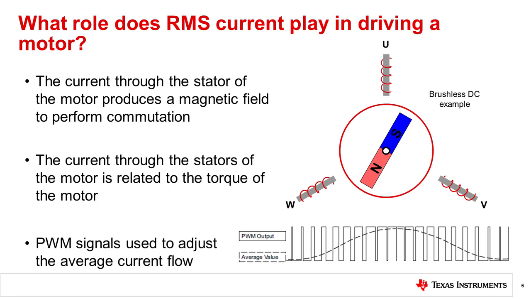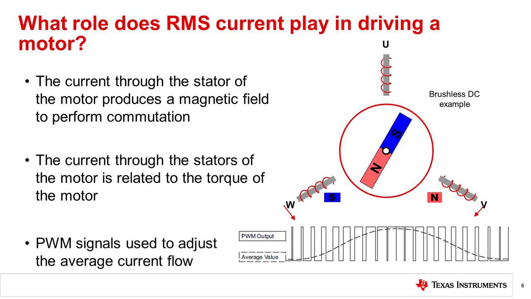Why is it important to know about RMS current? RMS current is important because the current through the stator windings produces the magnetic field that is necessary to spin the rotor. Since RMS deals with the average current flowing through the coils, RMS current can tell us the average strength of the magnetic field that the coils produce.